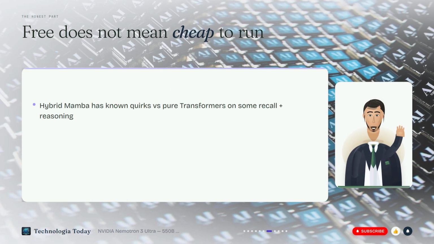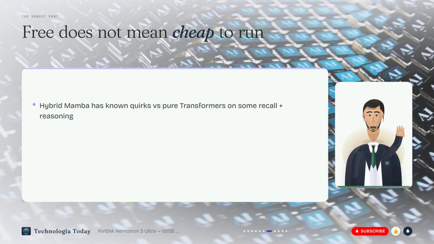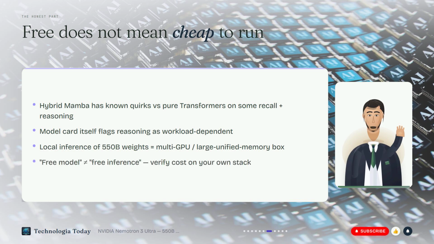Now the parts the launch post will not lead with. First, hybrid Mamba-Transformer architectures have documented quirks. Mamba-style state space layers are efficient on long sequences, but the literature is clear that they trail pure transformer peers on some long-range factual recall and certain reasoning patterns. NVIDIA's own model card flags reasoning as workload-dependent.